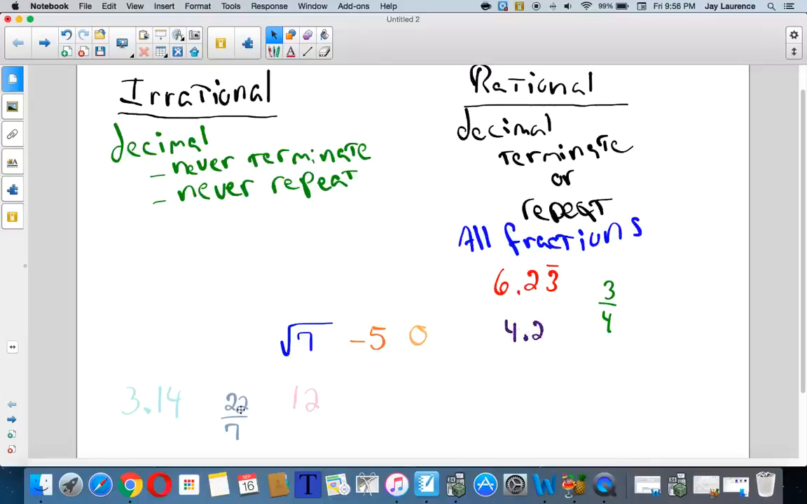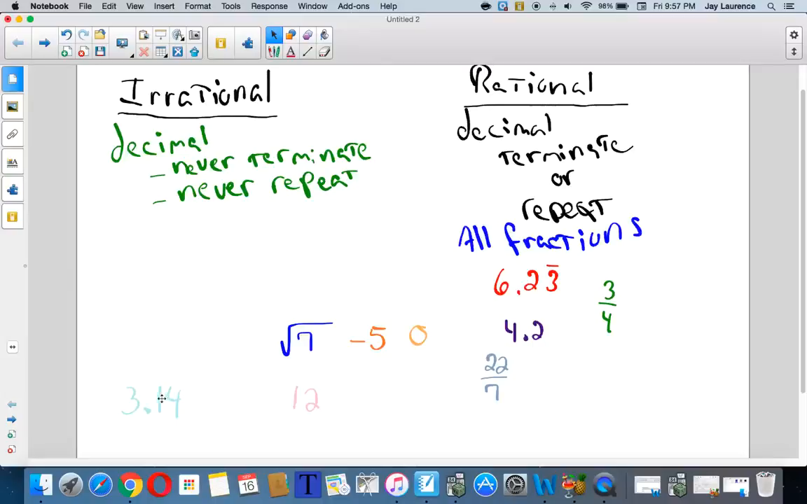How about 22/7? Well, all fractions are rational. Okay, 22/7 is not pi. It's a close approximation of pi, but it can't be pi because it's a repeating decimal. It's 3.142857, and it's going to go 142857, 142857 on forever in those six digits repeating.